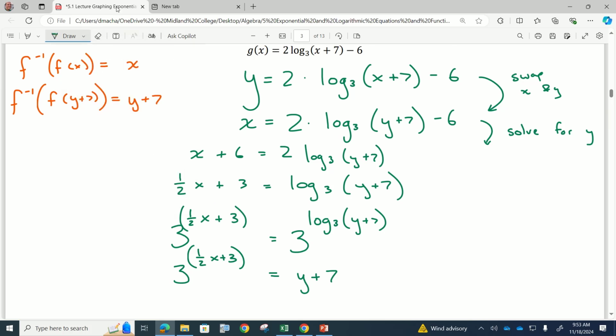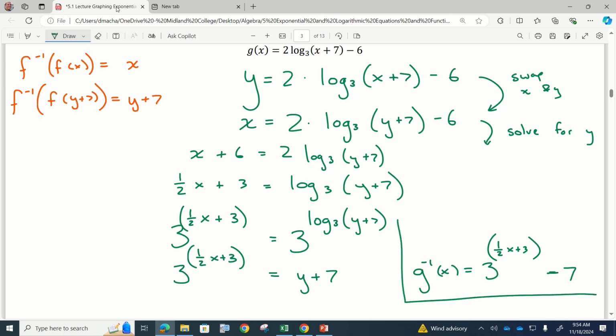And so now, to solve for g inverse of x, I just have to subtract 7 from both sides. There we go. Questions?